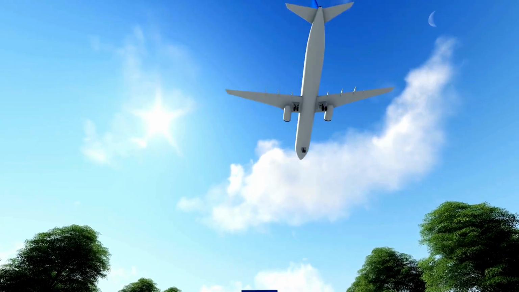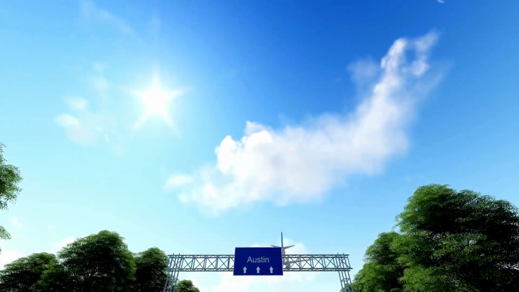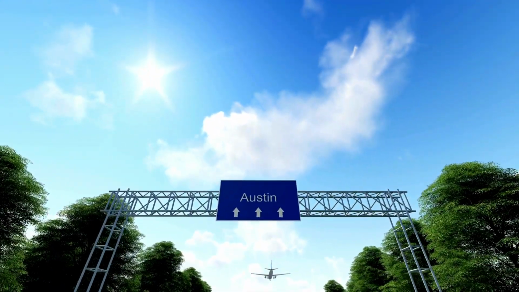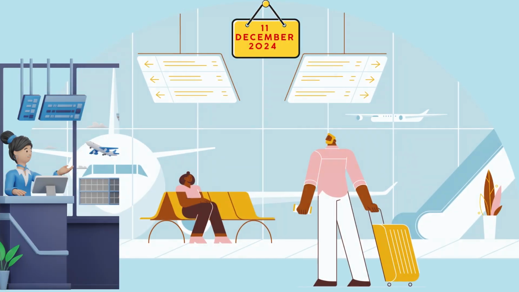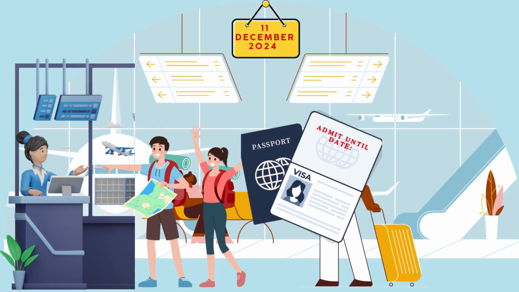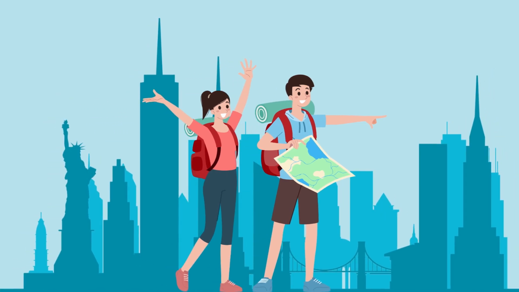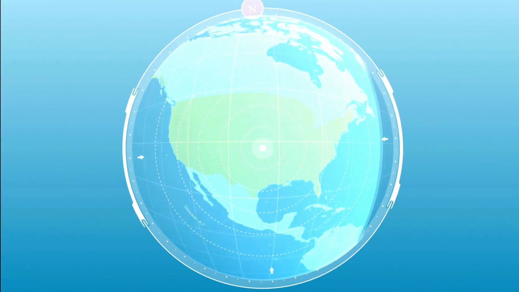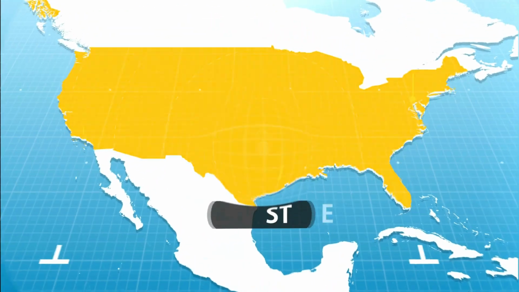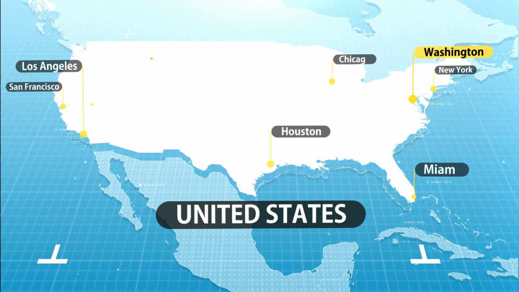Now let's say you fly to the US on 11th of December 2024. At the airport, the CBP officer reviews your documents and gives you an I-94 form with an admit until date of March 10th, 2025. This means that you are allowed to stay in the US until 10th of March 2025, even though your visa is valid until 31st of December 2030.